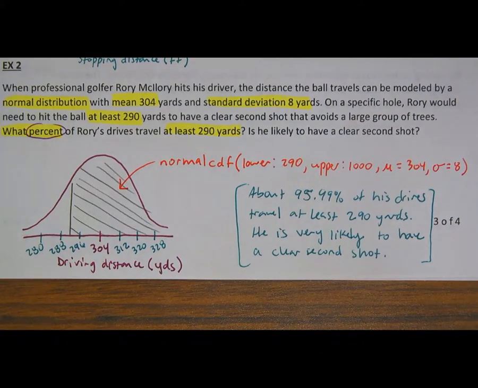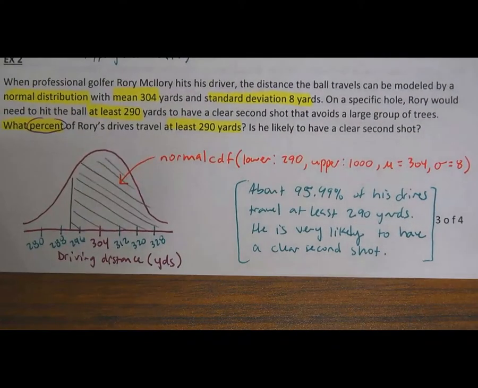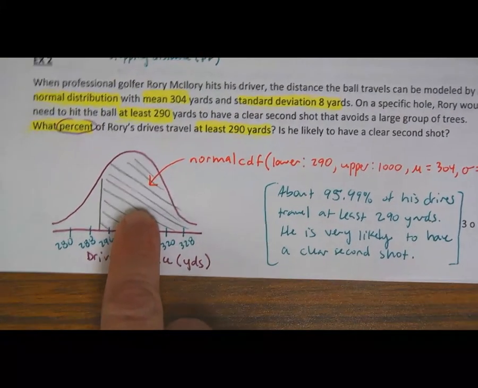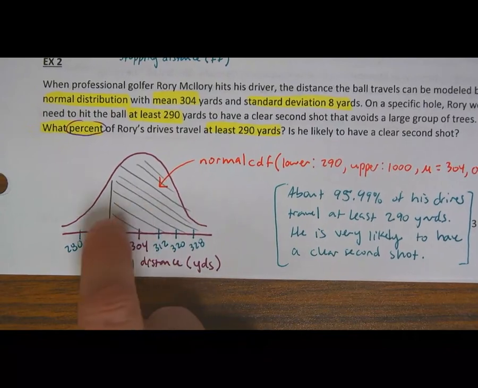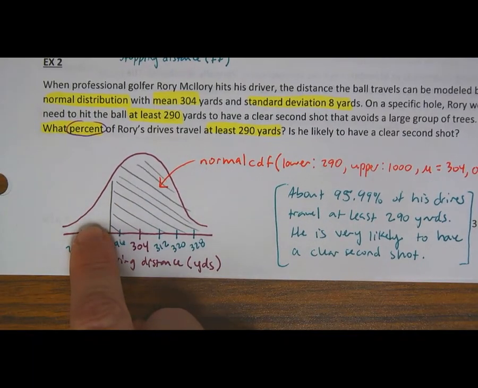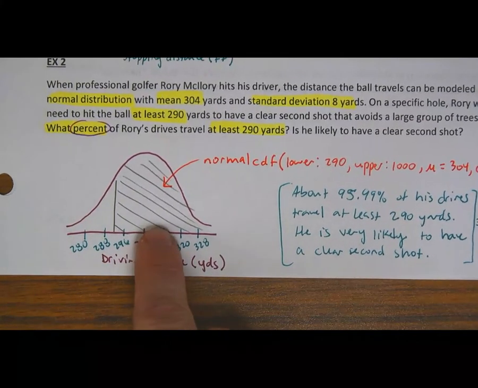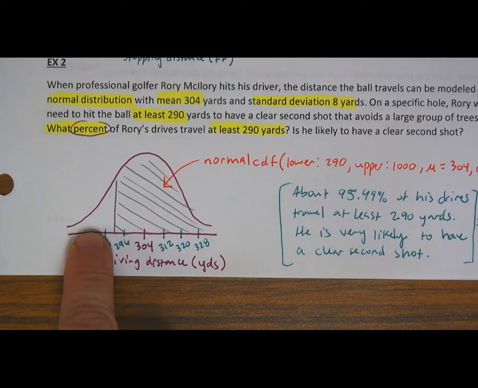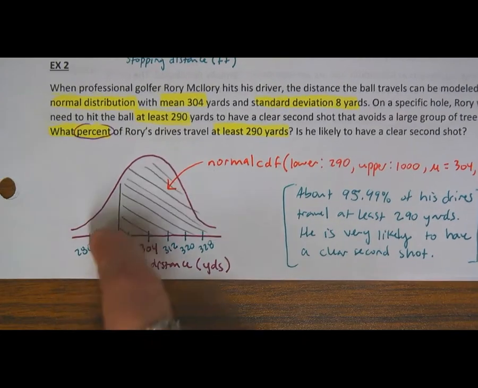The only part your brain is going to have to work on is which way do you shade? What's my lower? What's my upper? By the way, before you turn the page, if 96% is in the stripy area, what percent is in the non-stripy area? That's going to be a skill that you need later. If 96% of his drives are more than 290 yards, what percent of his drives are less than that? It's really easy. 4%, because both the stripy and unstripy add together to be 100.